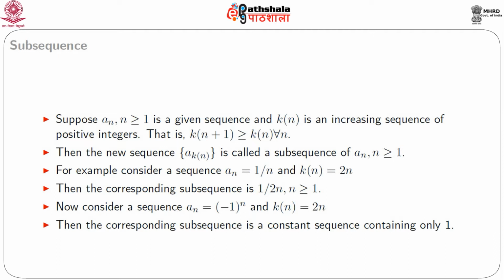For example, consider a sequence a_n equal to 1 by n and consider k_n equal to twice n. Then the corresponding subsequence is denoted by 1 by twice n, n greater than or equal to 1. Now, if we consider another sequence minus 1 to the power n and take k_n as twice n, then the corresponding subsequence is a constant sequence containing only 1. In a similar way, if we take k_n as twice n plus 1, in this case, we get another constant sequence which contains only minus 1.